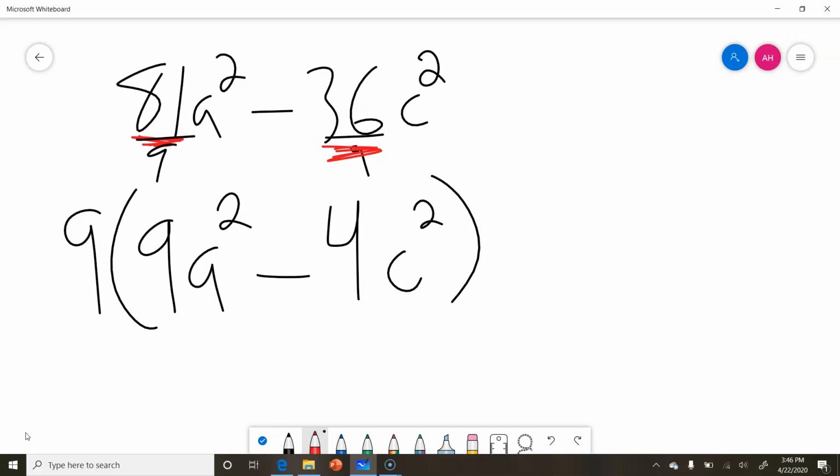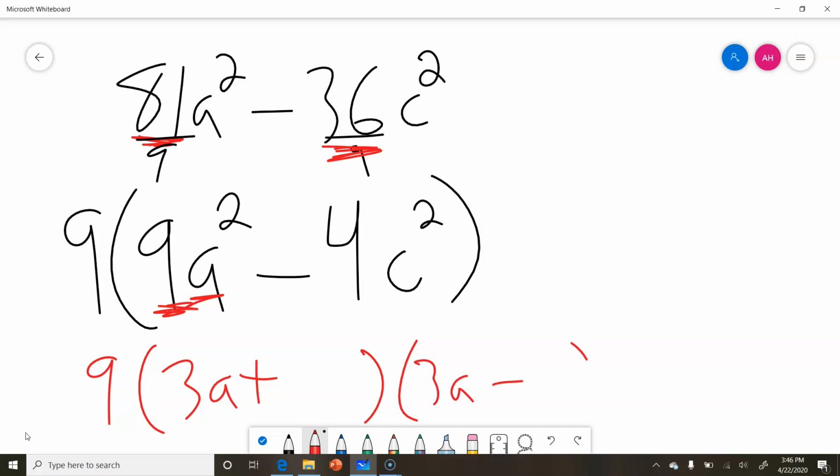Now that I come down here, I rewrite this as 9 outside, and I do, what is the square root of 9? 3. What's the square root of a squared? A. And I know one's going to be plus, and I do 3a again, this time minus because I used it. And then I come here, the square root of 4 is 2. And then I come to c squared, and the square root of c squared is just c. And there is my answer for this problem right there, okay?